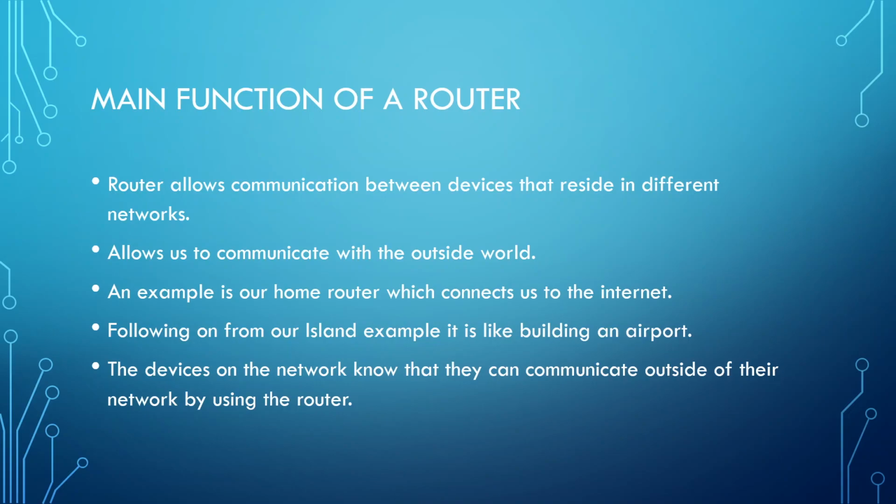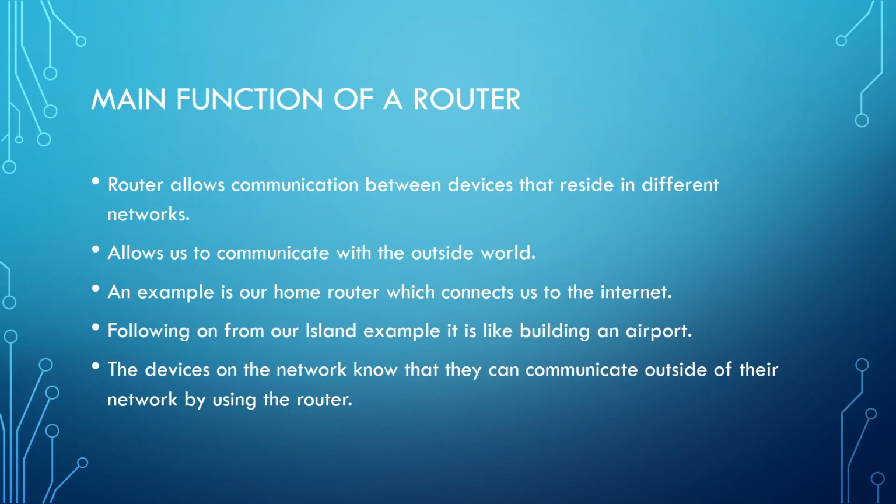So following on from our island example, it's as if we built an airport on our island. Now that we've built an airport on our island, what can we do? We're not isolated from the rest of the world. We can now go and visit different countries across the world. Essentially, that's what a router allows you to do. A router allows you to get off your network and communicate with a device on another network. In this case, it could be the internet, or in most examples, it is going to be the internet.